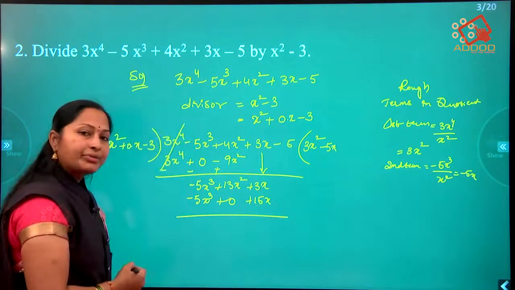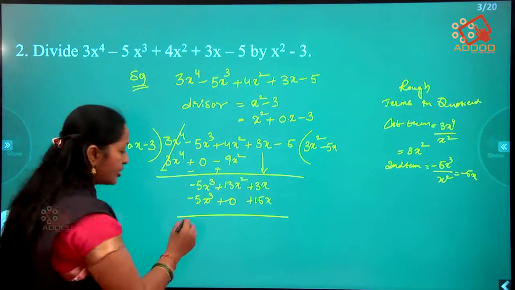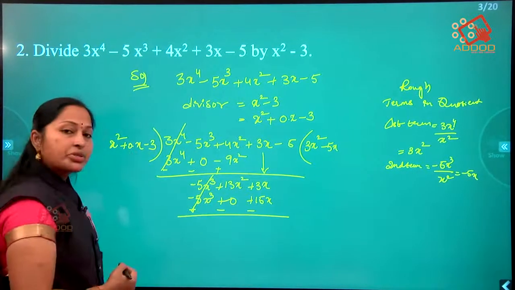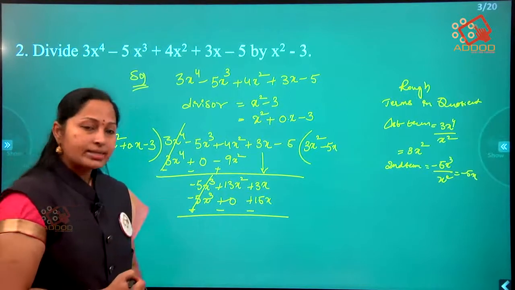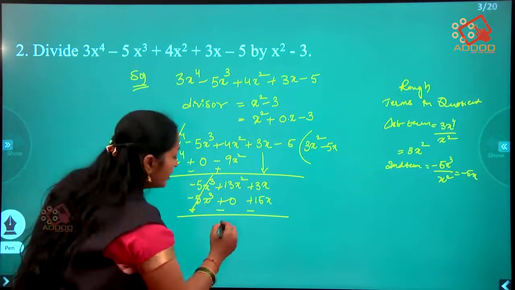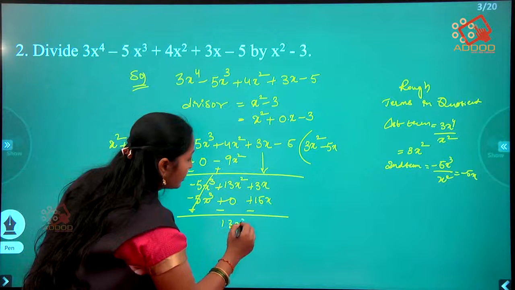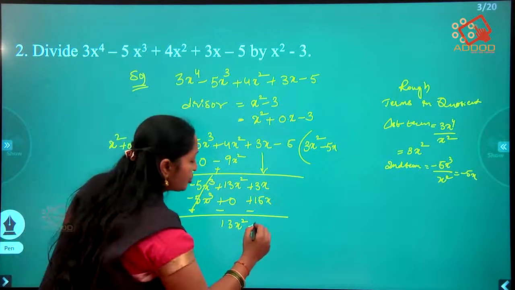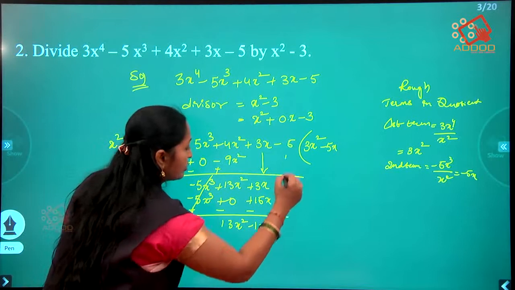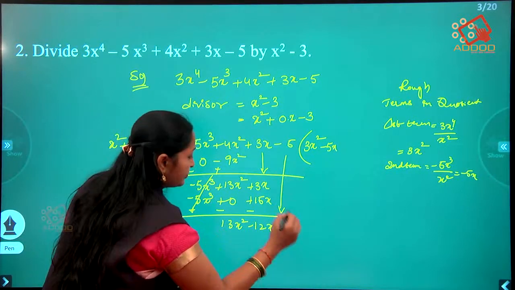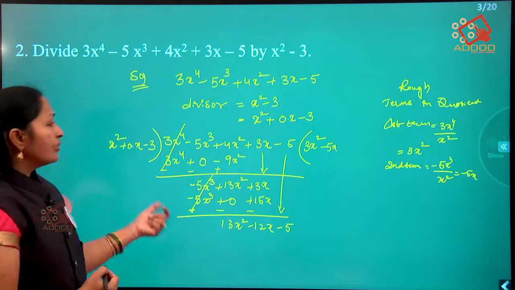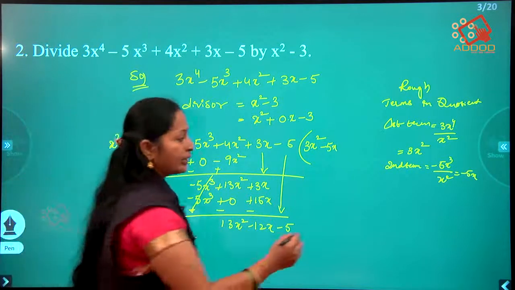And subtract. When we are subtracting, signs will be interchanged: plus becomes minus, minus becomes plus. The minus 5x cube and plus 5x cube will be cancelled. Now what will be left here? 13x square, 3x minus 15x becomes minus 12x, and take down minus 5.